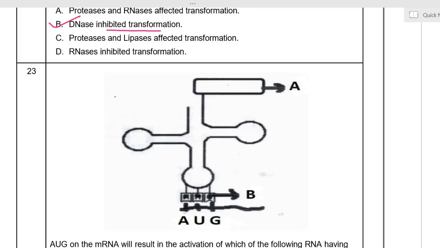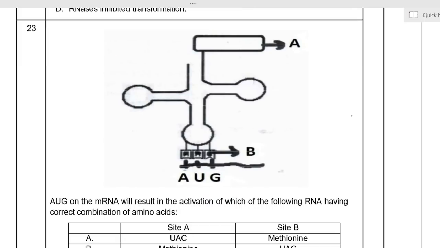Question 23. So here we can see a tRNA. Look at the structure, it is a clover leaf structure, tRNA. So here AUG. The AUG on the mRNA will result in the activation of which of the following tRNA having the correct combination of the amino acids. So you have to tell which is the correct combination of amino acid.